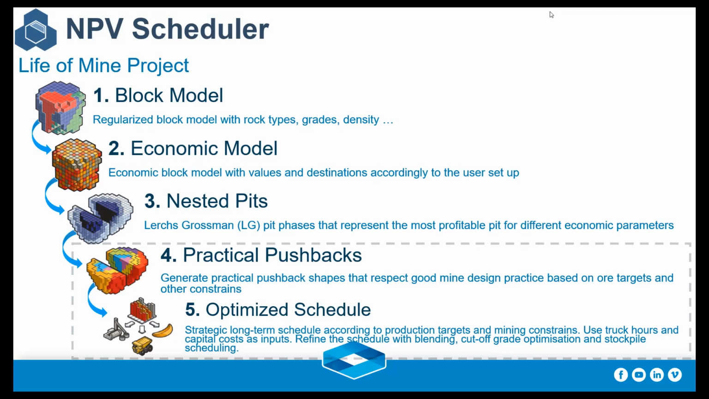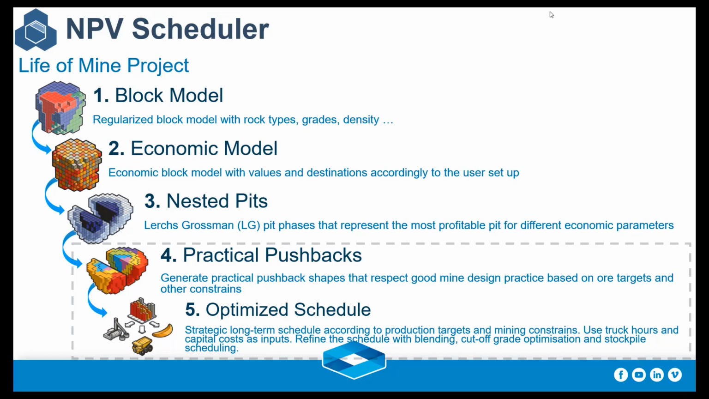Based on that economical model, NPV Scheduler calculates our last Grossman nested pits using the incremental price percentage to create the phases and calculate the NPV value for each one of them. This is the point where we define our final pit and what's going to guide us to the next steps of the way. I'm not going to give a lot of detail on this because this is not the goal of this presentation, sorry.